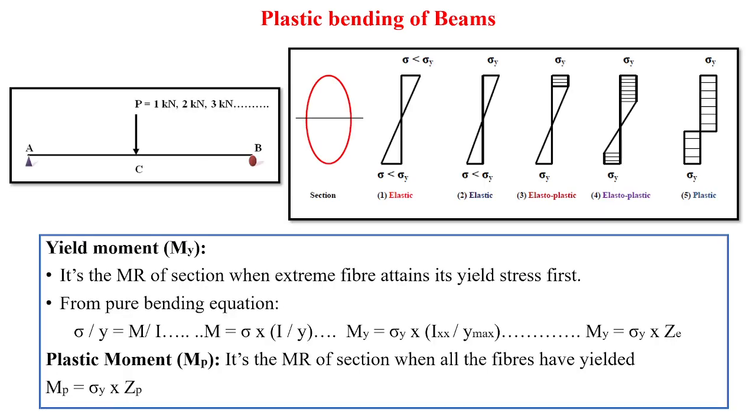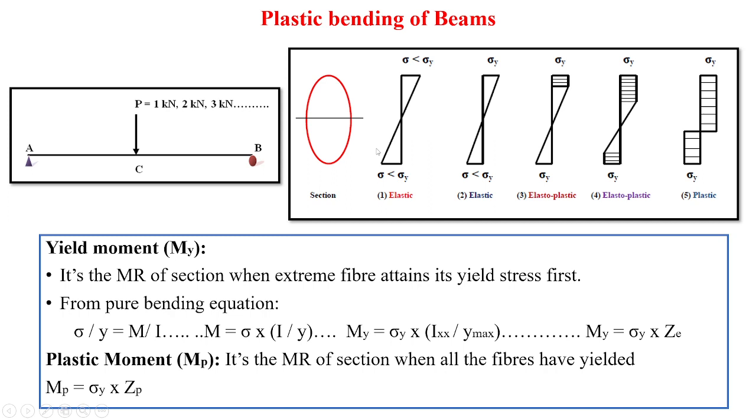Now let us see a very important concept of plastic analysis, that is plastic bending of beams. I have taken a simply supported beam AB such that a point load is applied at C, that is the center, and the load is being increased continuously. So how does that beam behave under the increasing load? Let us see. Here there are 5 figures: the first is elastic, the second is also elastic, the third one is elastoplastic, the fourth one is elastoplastic, and the final one, which is very important, is plastic.